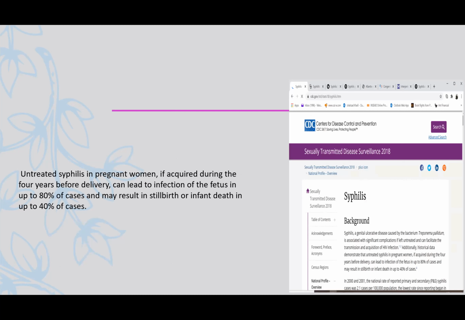Then again, one of the articles by the CDC: untreated syphilis in pregnant women, if acquired during the 4 years before delivery, can lead to infection of the fetus in up to 80% of the cases and may result in stillbirth or infant death in up to 40% of the cases.